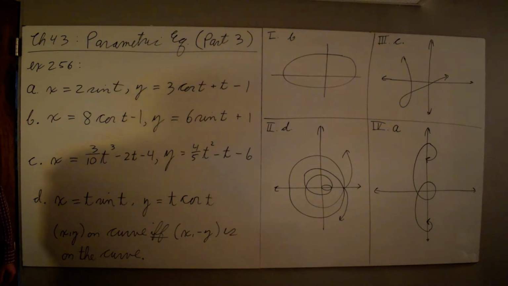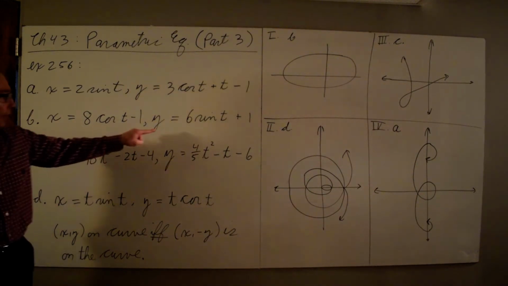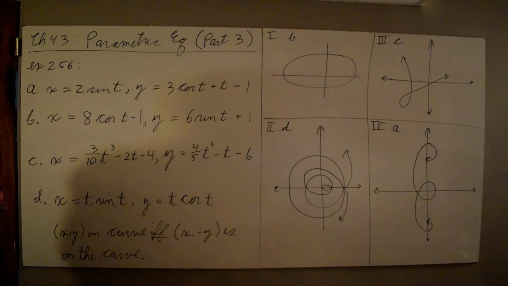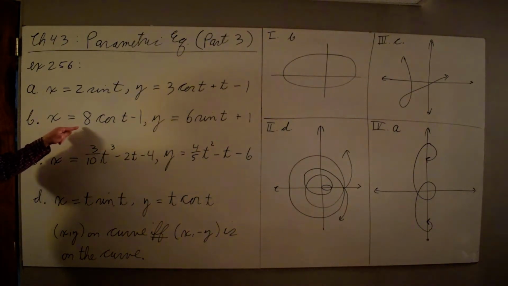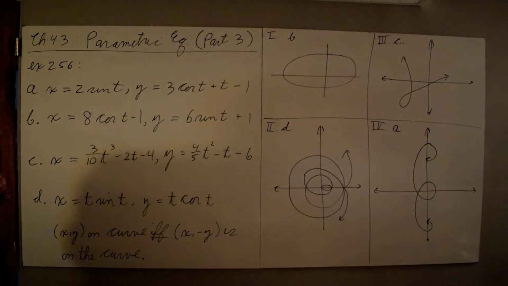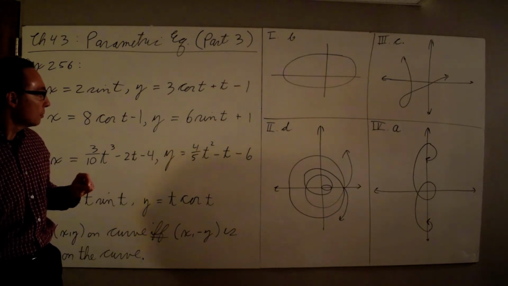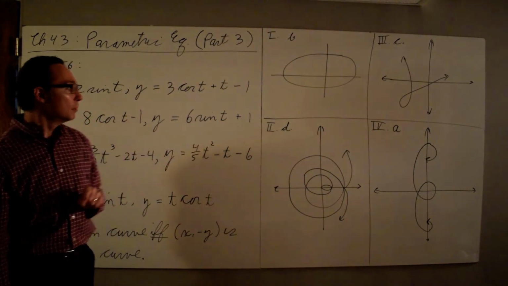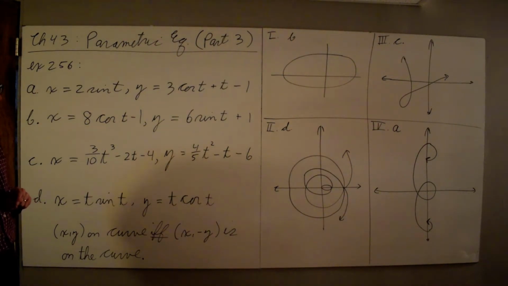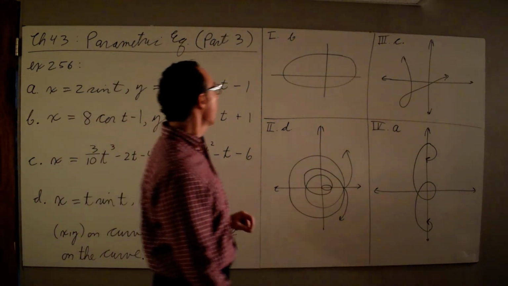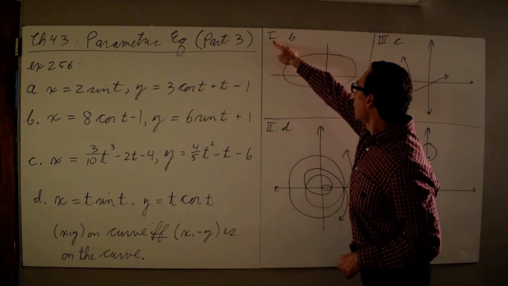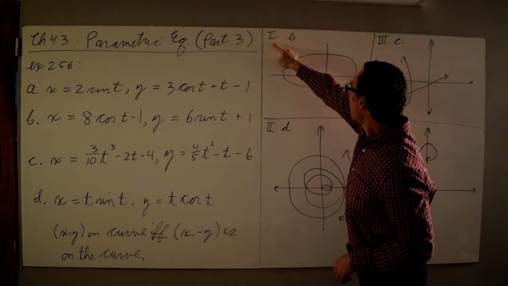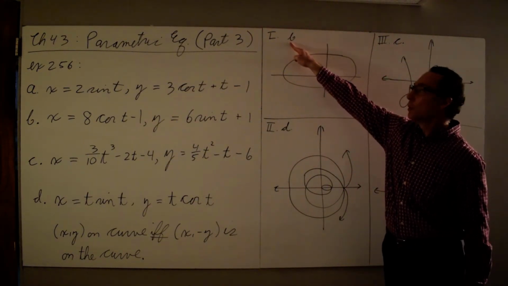For part B, both x and y are bounded. So x is bounded between -9 and +7, and y is bounded between -5 and +7. And so the only graph that has both x and y bounded is graph number 1. So graph 1 matches the equations in part B.